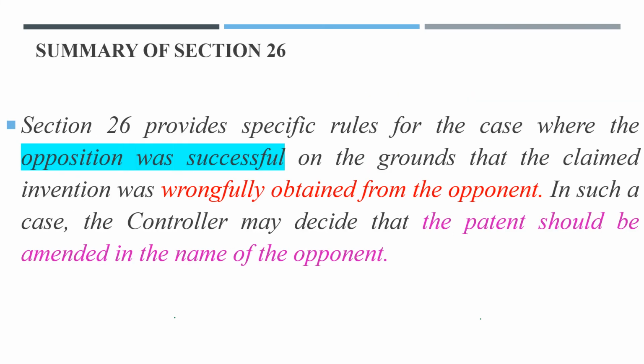Now, after going through all the subsections of section 26 as a whole, we can say the summary of section 26 can be written like this: section 26 provides specific rules for the case where the opposition was successful on the grounds that the claimed invention was wrongfully obtained from the opponent. In such a case, the controller may decide that the patent should be amended in the name of the opponent. This is the simple conclusion we can draw. And also friends, in some further lectures, I would try to bring some case laws associated with this type of situation, where sections like 26, 25, etc. have a great role to play. Fine. Let us proceed then.